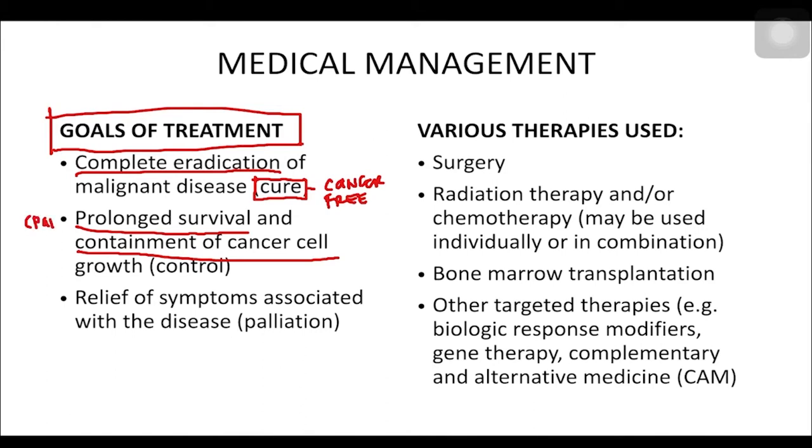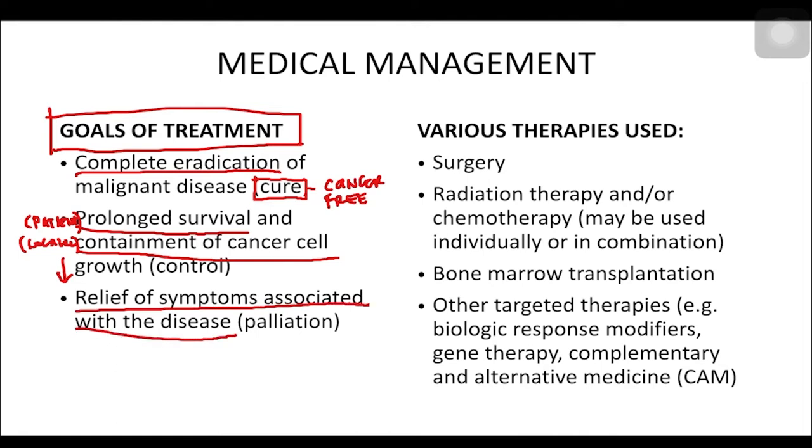Mag-survive yung patient mo and makontain nila, localize the cancer cells. Okay, when we say localize, the growth rate would be decreased or would be on standstill. So when we say it's already controlled, the cancer is already controlled, there is containment of the cancer and there's no growth or decreased growth. Okay, and last but not the least, it would be relieved from the symptoms associated with the disease.